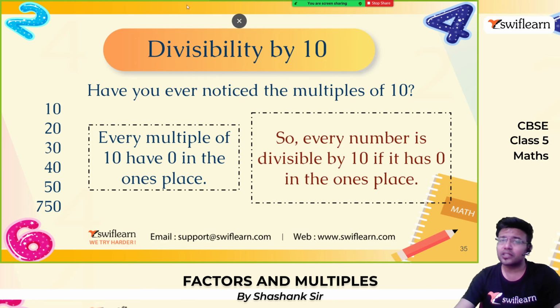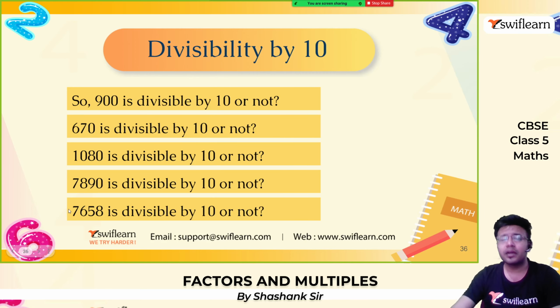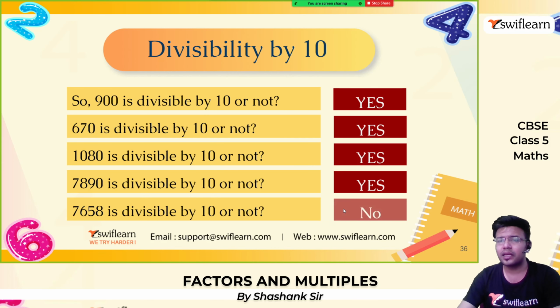Have you noticed the multiples of 10? 10, 20, 30, 40, 50, 60, 70, 750, 800. Multiples of 10 always end with 0. So if a number needs to be divisible by 10, the last digit should be 0. Then only it is divisible by 10. So 900, is it divisible by 10 or not? Yes, it is divisible. This is also divisible. This is also divisible. The last one does not end in 0, so it is not divisible by 10.